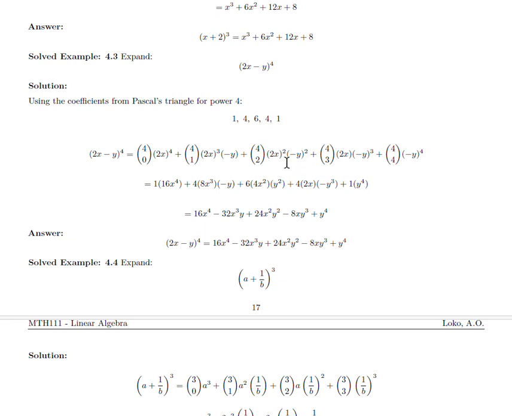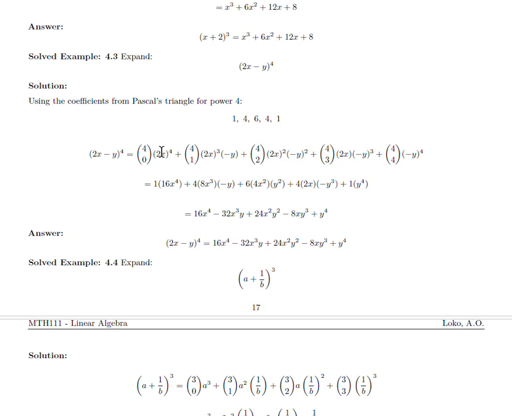The only difference here is we're including the minus y, and the minus is very important because it will alternate the signs at the end of the day. And so in this case, our 2x is a and minus y is b, n is 4.